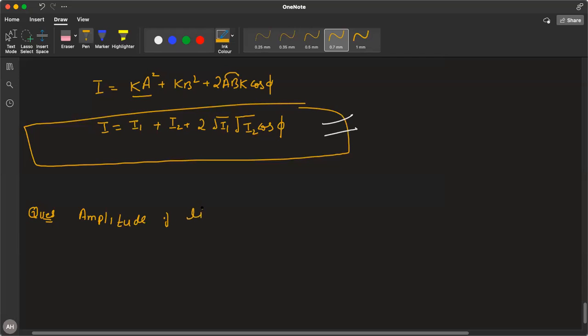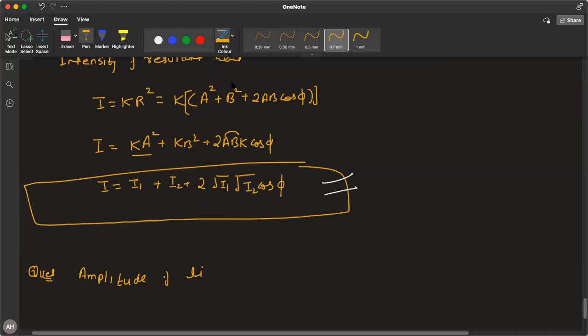Sir, in that I1 is equal to K square, what is K? K is some constant. This depends upon some characteristics of the source, like shape and size of the source. That's K. Okay.